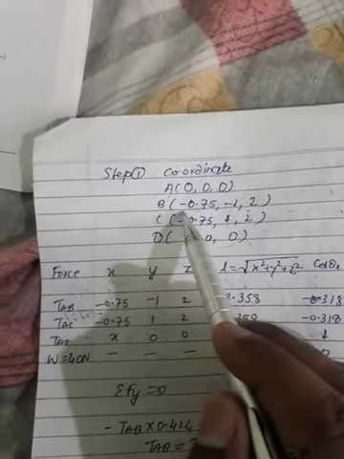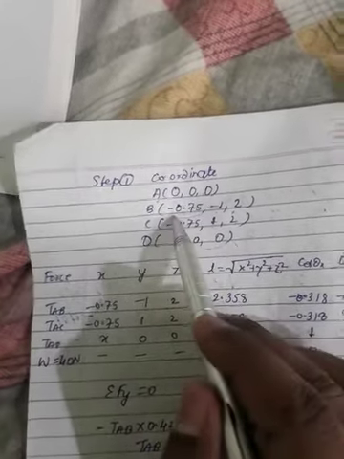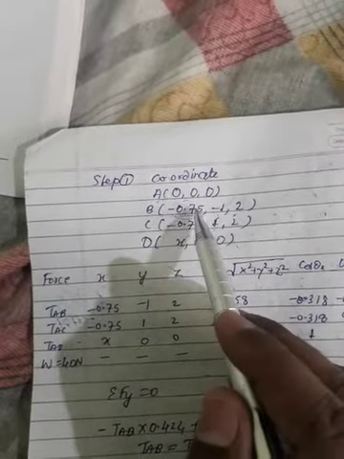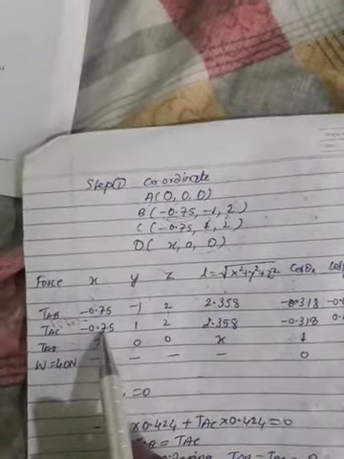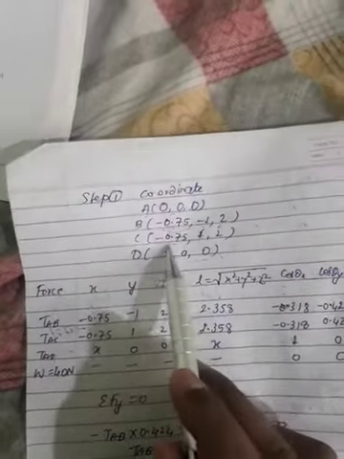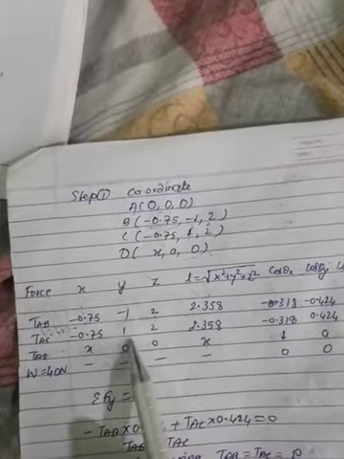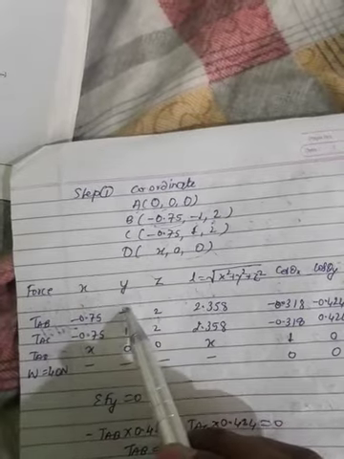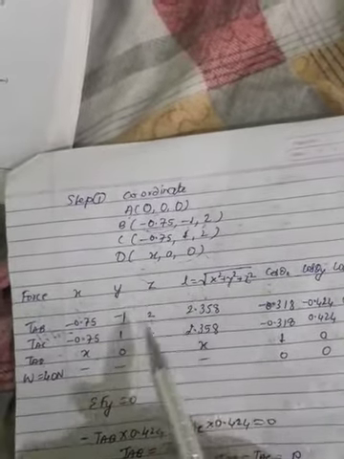So from the other point I am subtracting the A coordinate. For TAB: 0.75 minus 0, that is minus 0.75; minus 1 minus 0, that is minus 1; 2 minus 0, that is 2. In a similar way I am finding it for TAC: 0.75 minus 0, minus 0.75; 1 minus 0, 1; 2 minus 0, 2. For C completed. For D: x minus 0, x; again 0 minus 0, 0; 0 minus 0, 0.